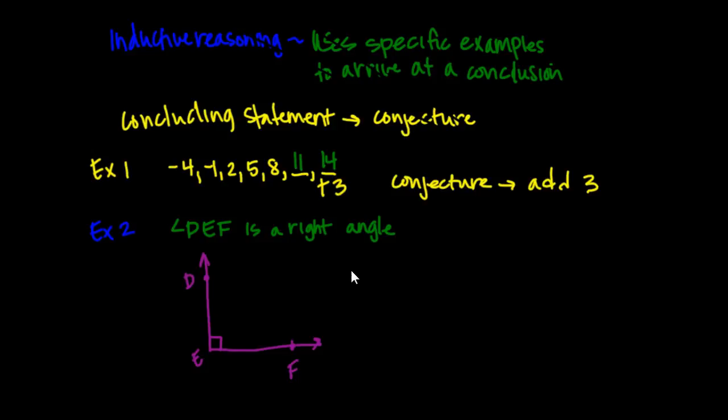All right, so looking at this picture now, what conjecture could we make? What do we know about the rays that form this angle? What could you tell me about ray ED and about ray EF? Well, I know that ED is perpendicular to EF.